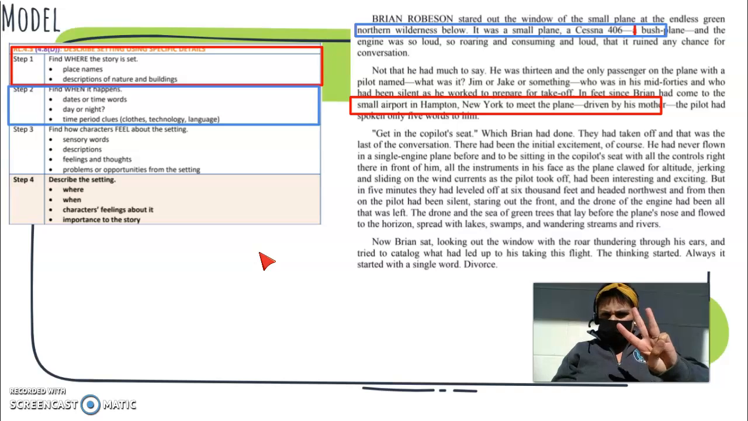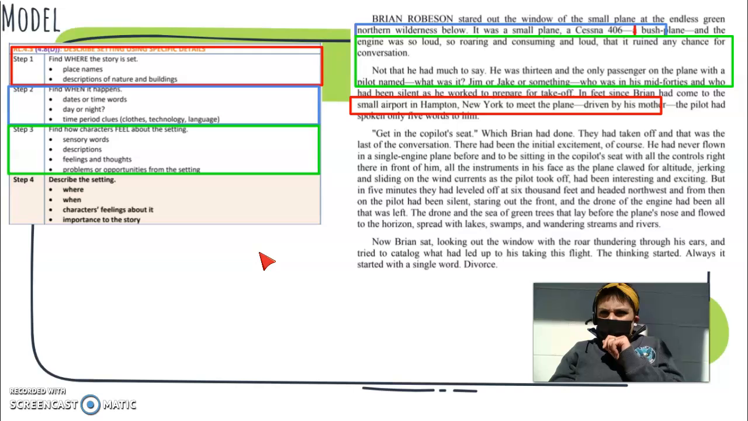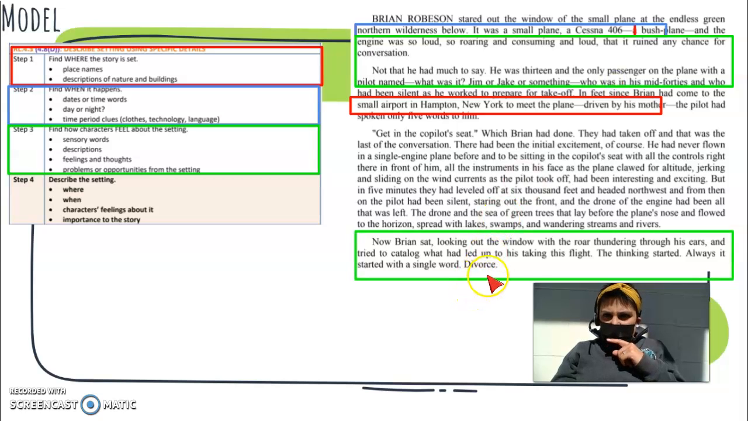Now we're going to go to that third step, and we're going to look for how that character feels emotionally. Well, if I go back into that text and I look for his feeling, it says that he's in a plane that's loud. He can't have a conversation. He is the only passenger on the plane with the pilot. He doesn't even know the pilot's name, who's older than him. So I'm thinking he might be a little bit bored. So he might be bored, and when he's bored, this is actually making him think. He's always thinking about that word, divorce. So because he's so bored, he's thinking about his parents' divorce.